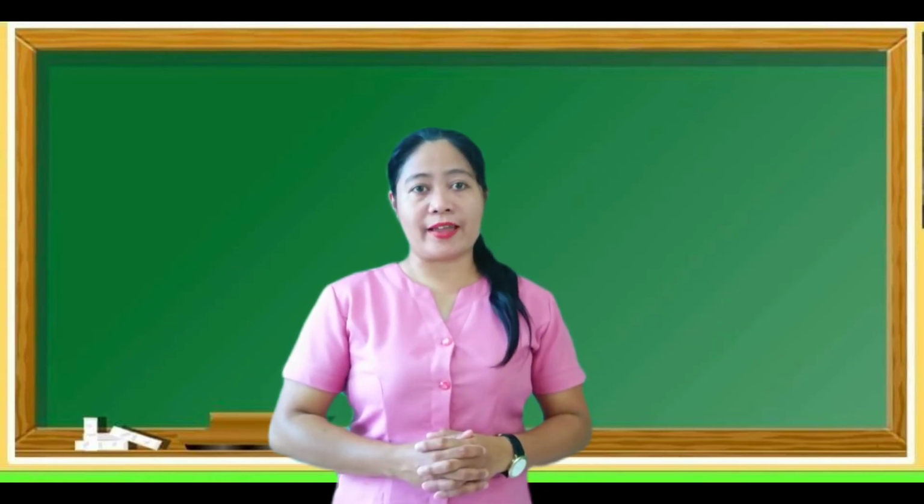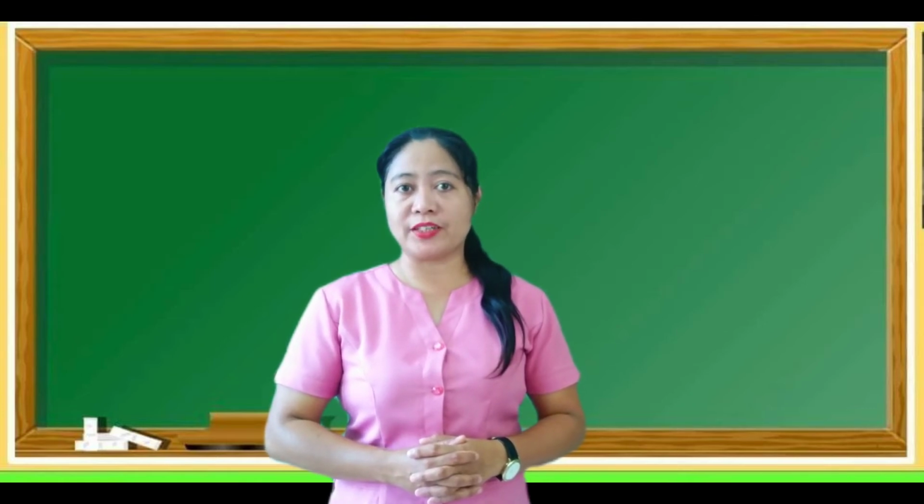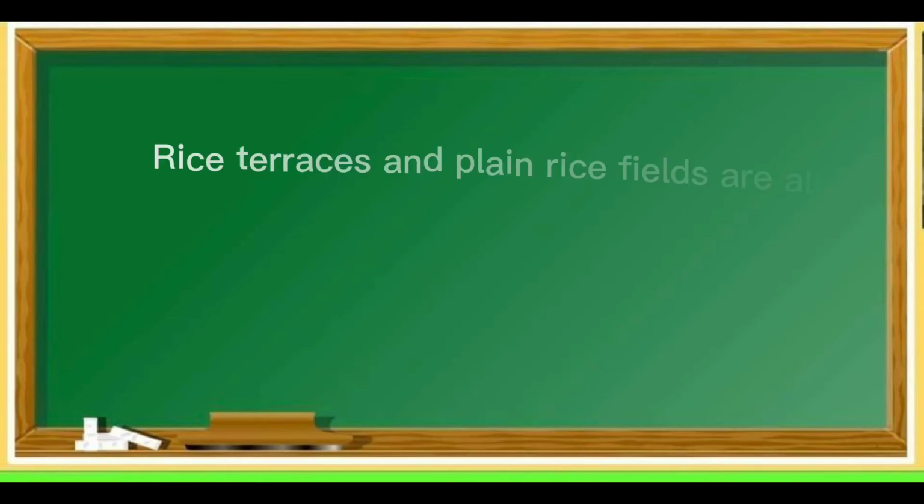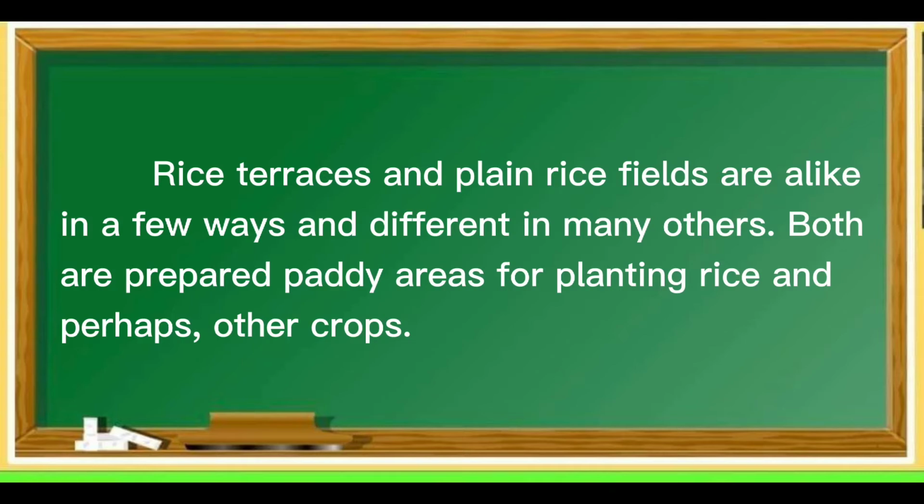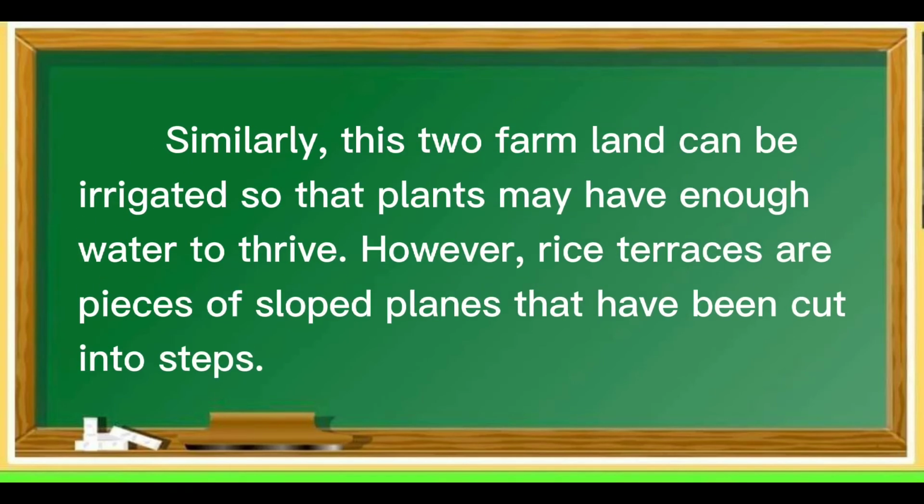Let us read the text to know more about comparison and contrast. Rice terraces and plain rice fields are alike in a few ways and different in many others. Both are prepared paddy areas for planting rice and perhaps other crops. Similarly, these two farmlands can be irrigated so that plants may have enough water to thrive.